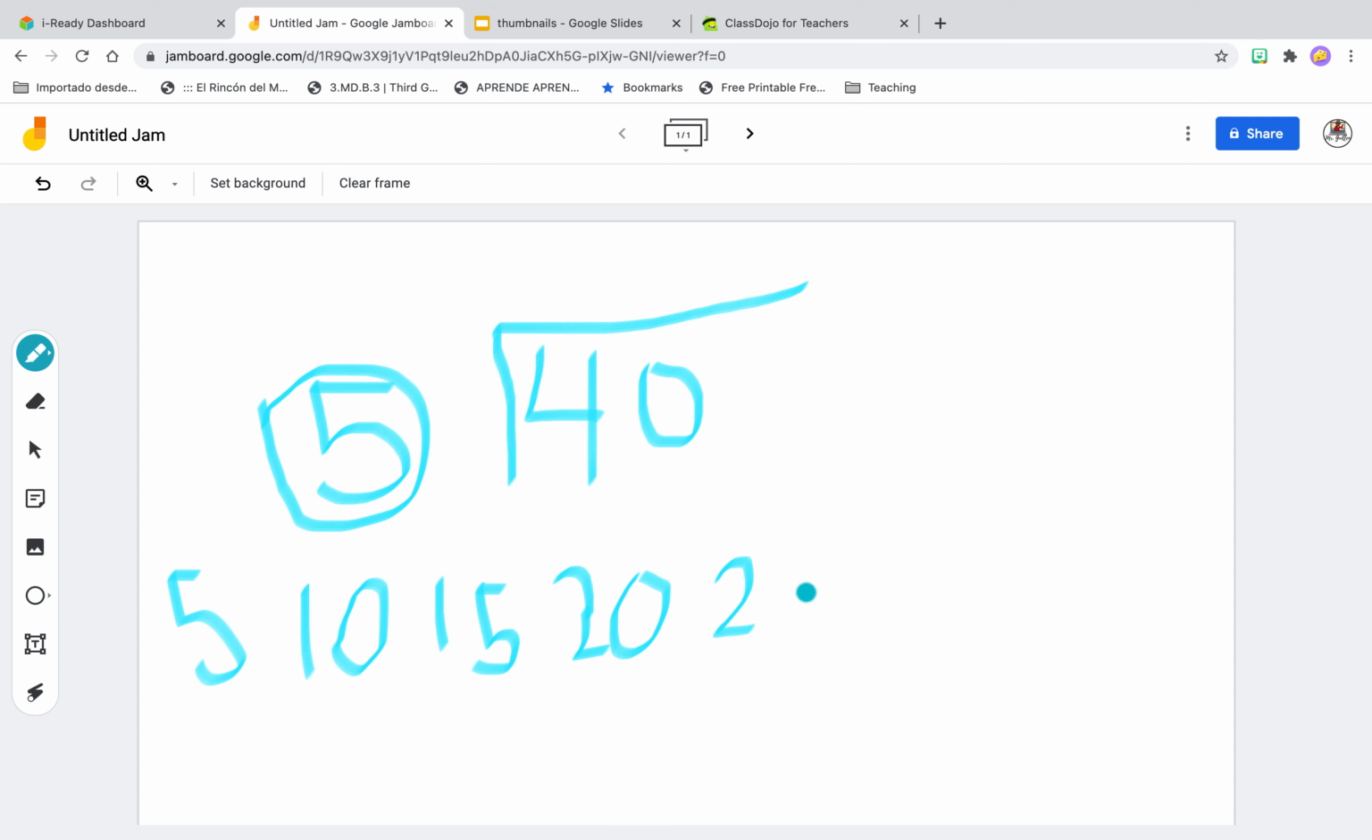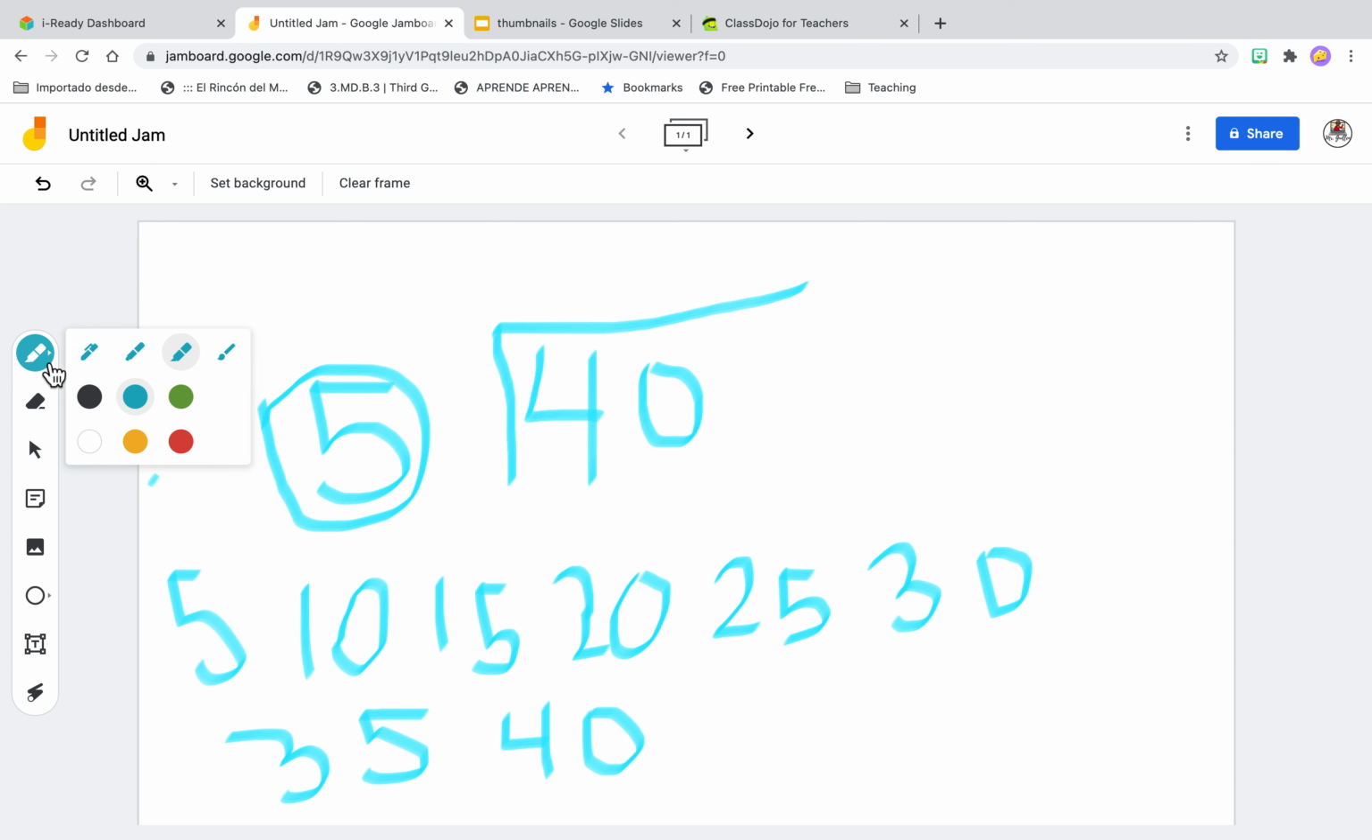20 plus 5 more, that will be 25. 25 plus 5 more is 30. 30 plus 5 more is 35. 35 plus 5 more is 40. It looks like we found our 40 here. I'm going to use a different color just to highlight and count how many times we have skip counted by 5 to get to 40.